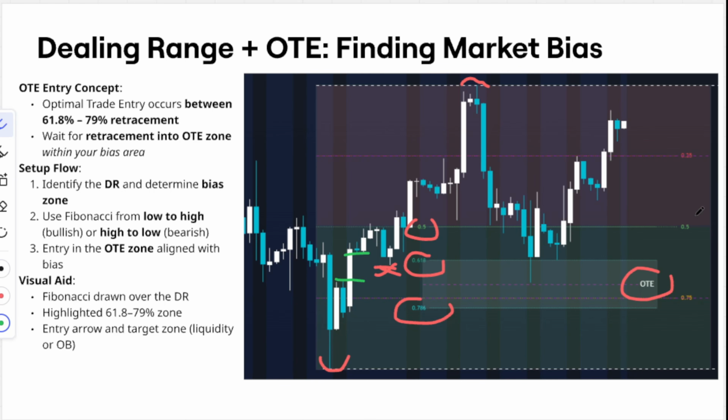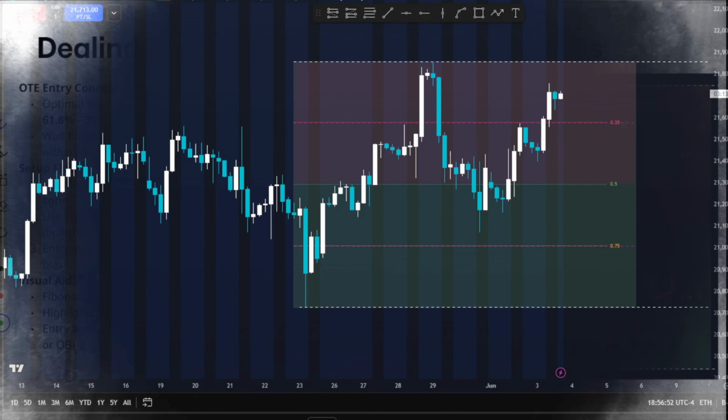Okay, so once we have an understanding of what exactly dealing range theory and OTE are, now we're jumping to some live charting.